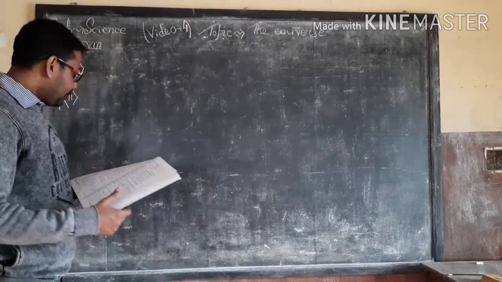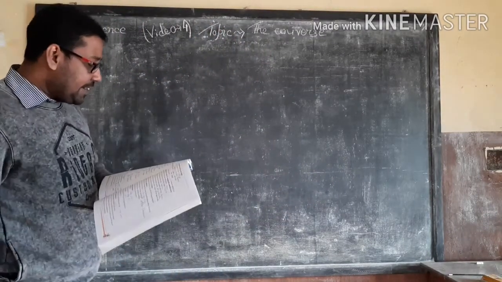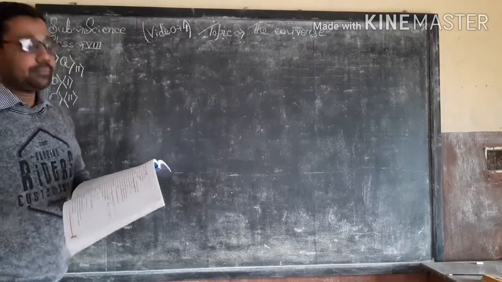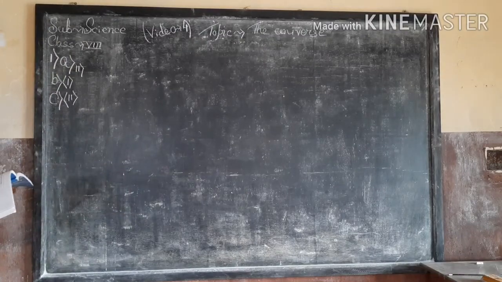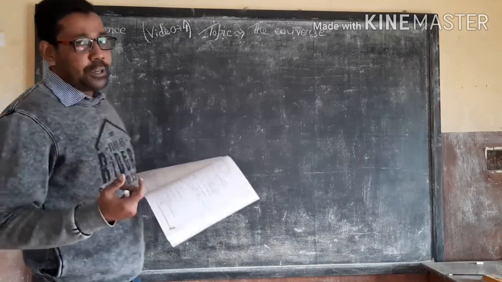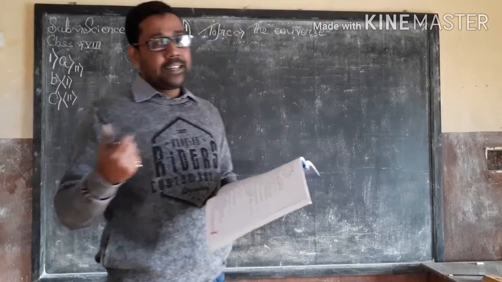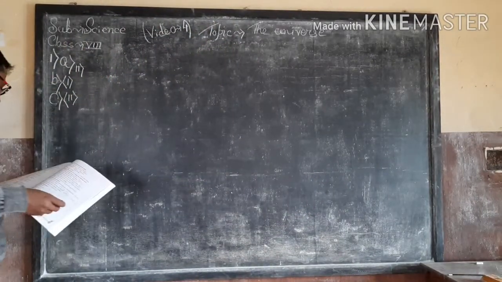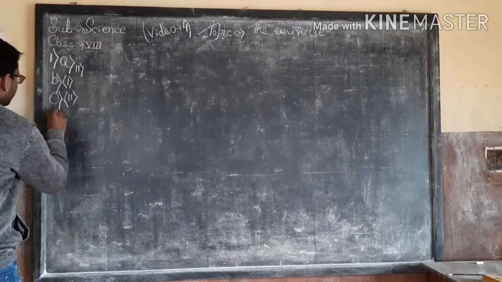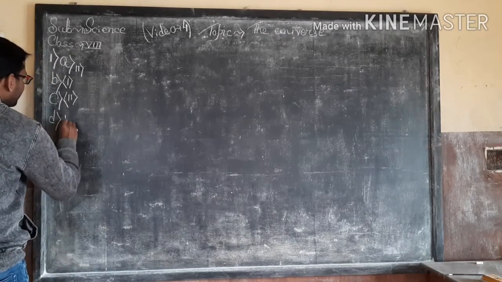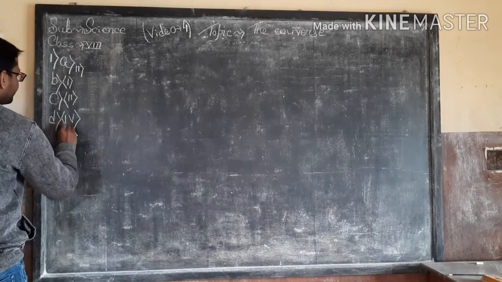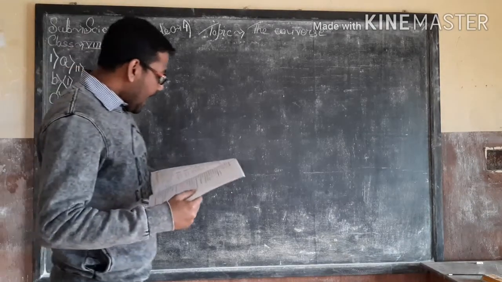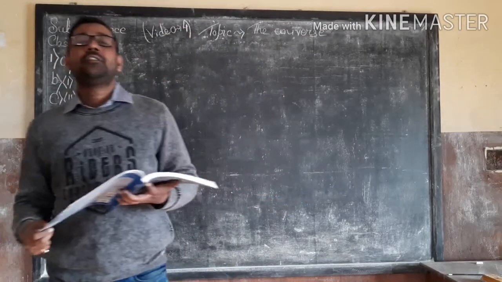Next one is: the constellation that looks like a distorted W or M is. We already know that Cassiopeia is a constellation that looks like a W or M. So the correct option for D is 4. Okay? And the rest of the 1 is your homework.